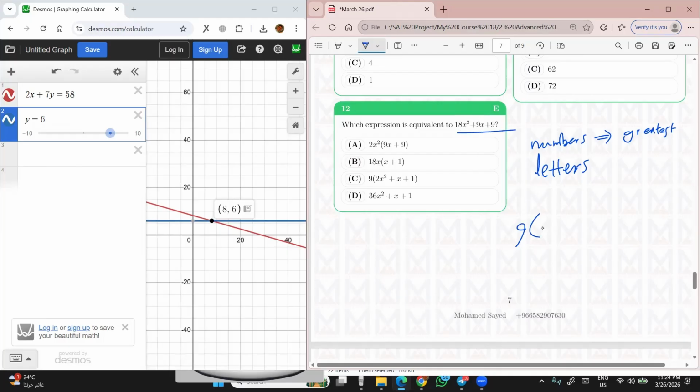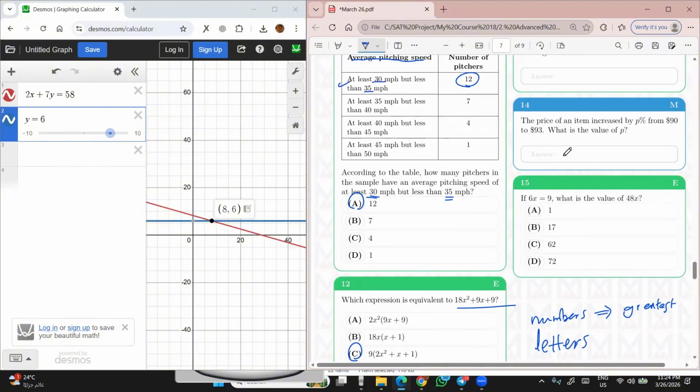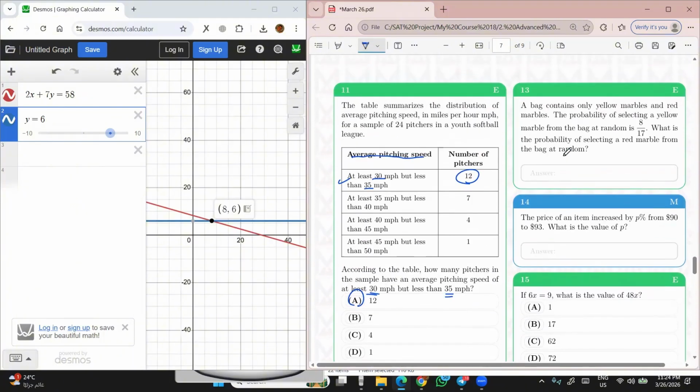So 18 divided by 9 is equal to 2, and then drop x squared, plus 9 divided by 9 is 1, but drop x, 1x means x. And then 9 divided by 9 is 1, but we don't have x, so we have to write 1. That's how to write the answer, which is letter C. And then question number 13.